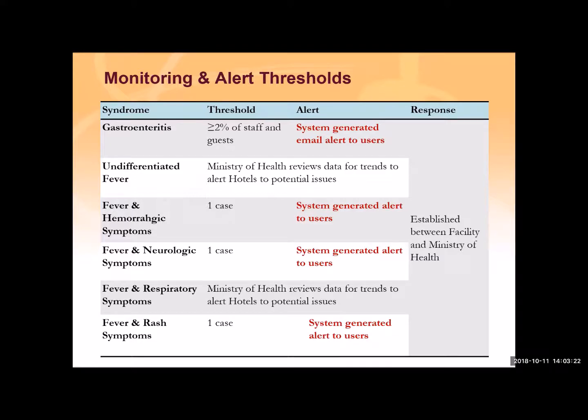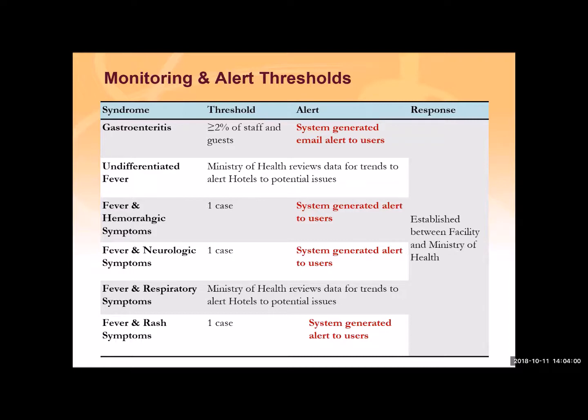Gastroenteritis is what mostly occurs in facilities, and this can be something like a norovirus or food poisoning. Undifferentiated fever covers diseases such as dengue, chikungunya. Fever and hemorrhagic symptoms can be severe dengue or Ebola. Fever and neurologic symptoms. Fever and respiratory symptoms, things like influenza. Fever and rash, things like measles.